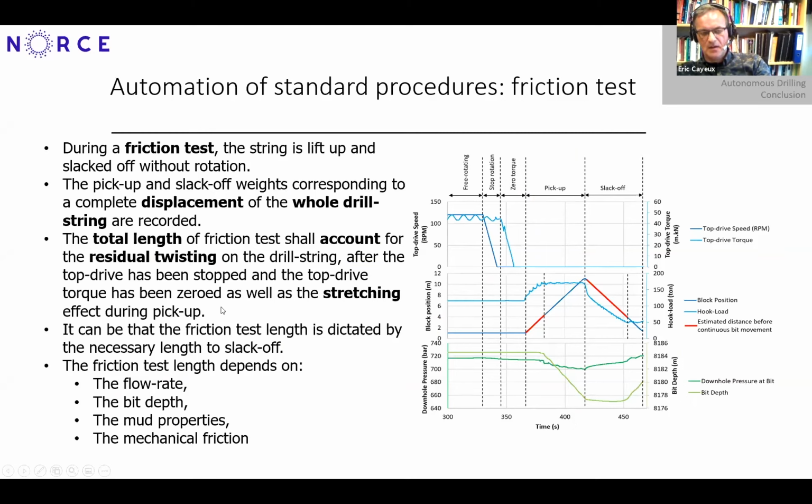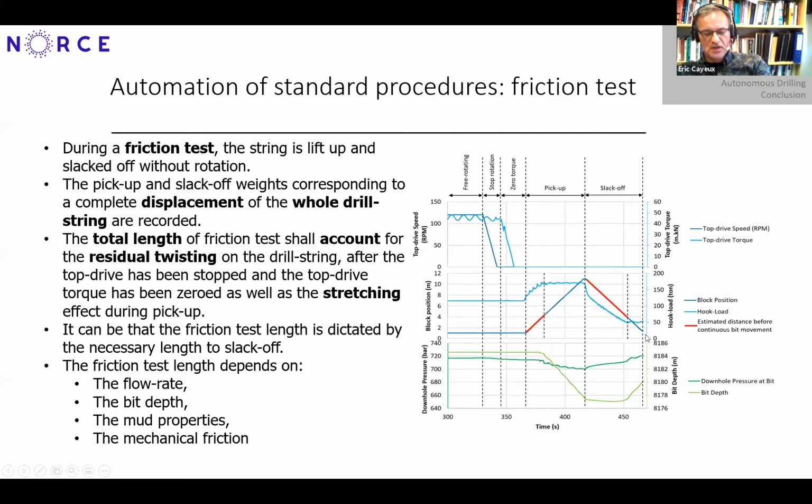And finally, when we have these protections by the fault detection and isolation and with the safe operating envelopes, we can do automatic procedures. And here is an example. That's a friction test. A friction test needs to lift up and slack off to record the pickup weight and the slack off weight. And you can notice here with this calculation that the length by which you need to slack off is much longer than the length that you need to pick up. So if you only base yourself on the observations that you've got there, you will always miss your friction test. You will not have enough length to do a proper slack off.